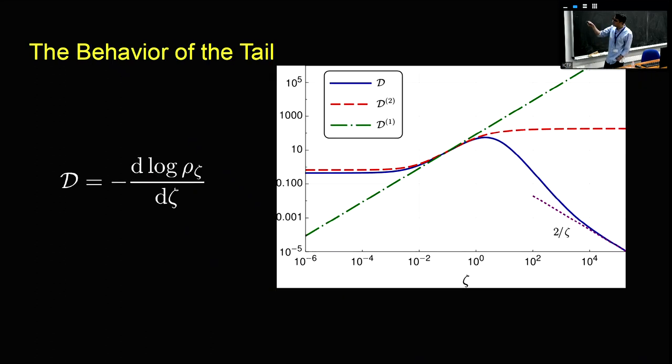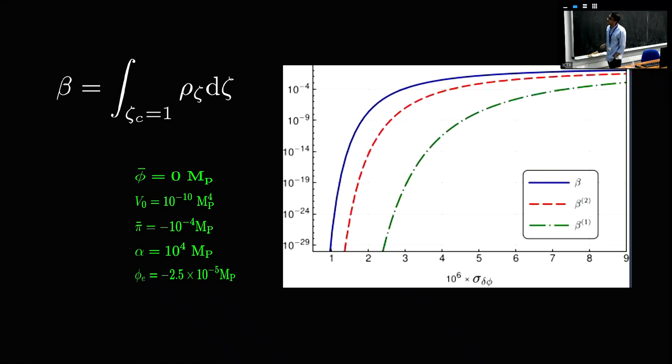Here we calculate the function d ln P versus zeta, and we see the behavior of the tail goes like a power law for large values of zeta. And here we have the parameter beta to estimate the mass fraction of zeta, and you see orders of magnitude difference between the nonlinear beta and beta calculated using the perturbative treatment.